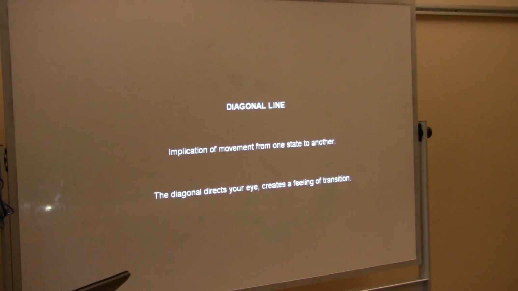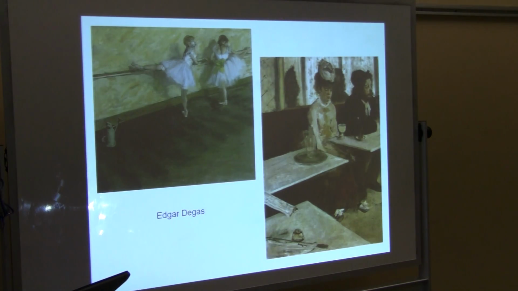Diagonal line is an implication of movement from one state to another. The diagonal usually attracts your eye, creates a feeling of transition. A lot of artists use diagonal lines.